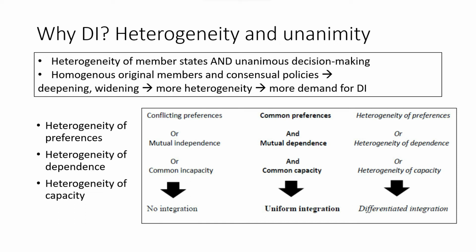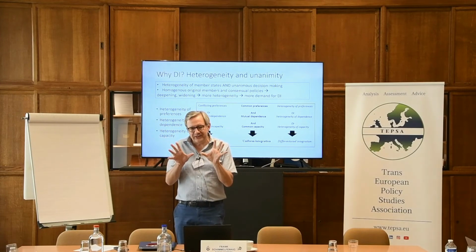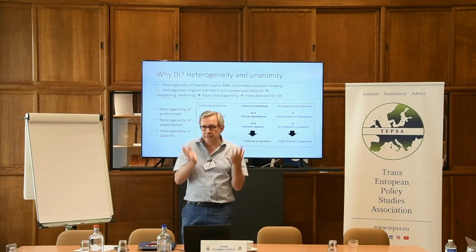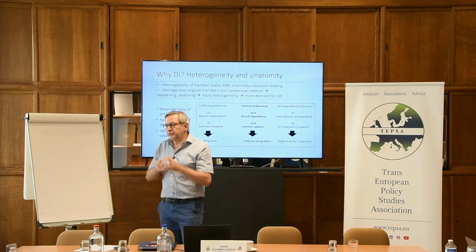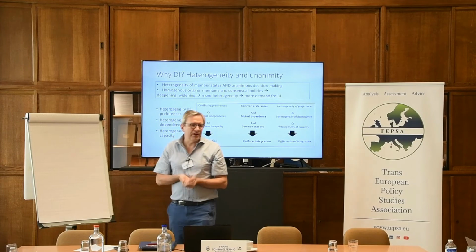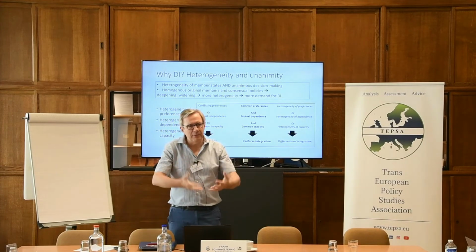If, let's say, across the EU you have just conflicting preferences, no interdependence, no common capacities, you will have no integration. And differentiated integration, the sweet spot for differentiated integration is when you have heterogeneity of all of these things, either preferences or dependence or capacity. So you need to have groups of countries that share preferences, groups of countries that share interdependence, and groups of countries that have similar capacities to actually implement the policies.